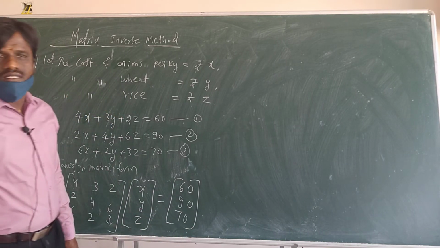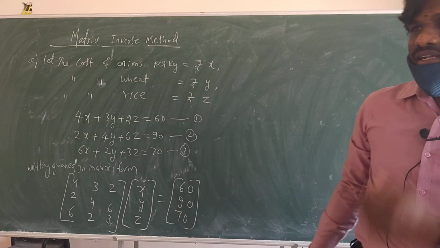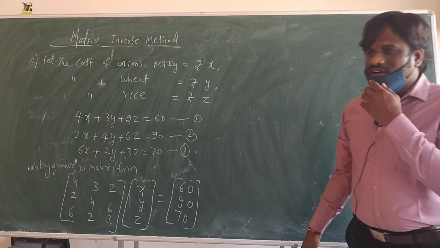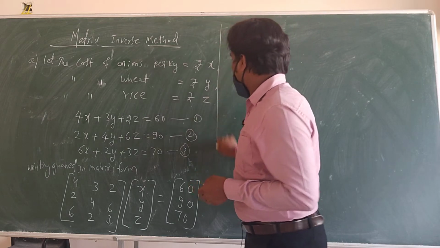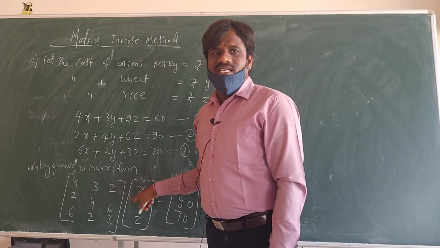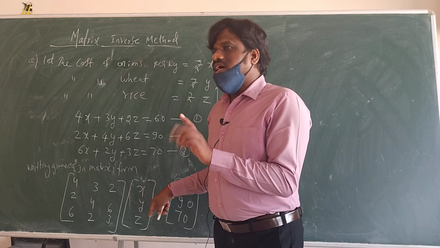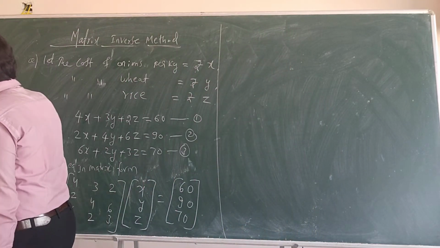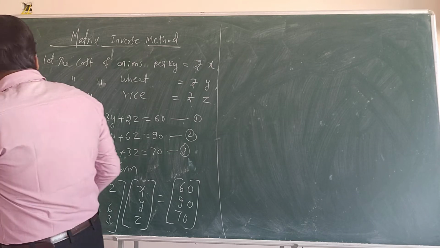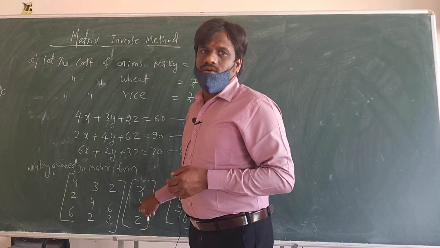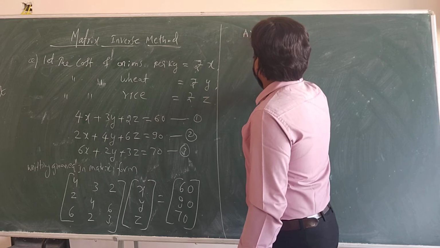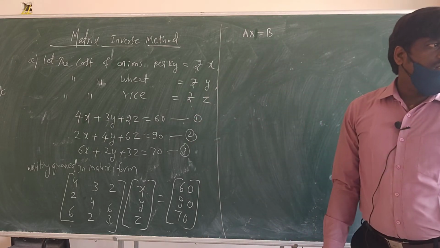After this we have to give names. Name means this is A, this is X, this is B. In the exam you have to write: let A be this, B be this, X be this. I'll write here AX is equal to B.